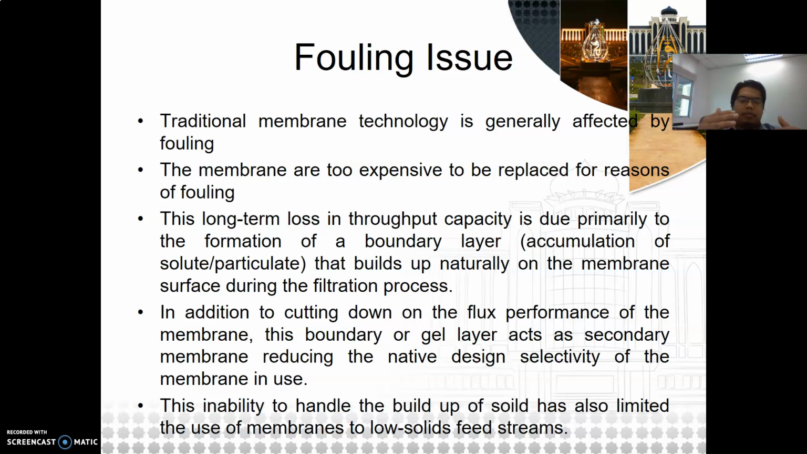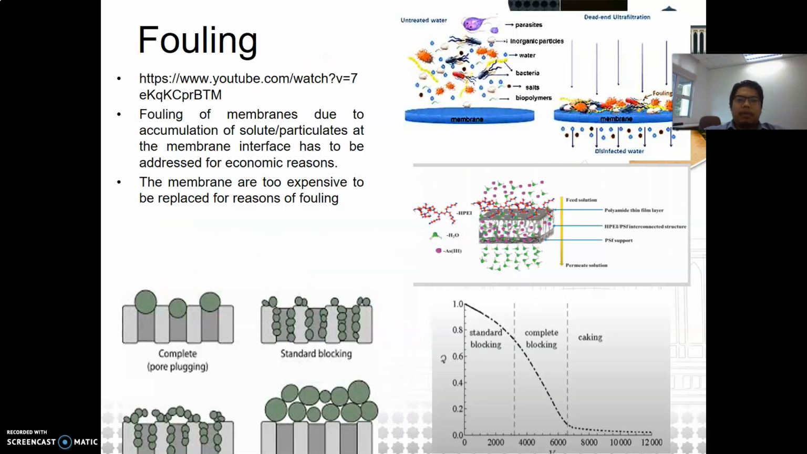So this is one of the constraints that we have in membrane technology, where we can easily have a boundary layer, which is the accumulation of solids and particles. If you look at what fouling is, this here is the example of our membrane.